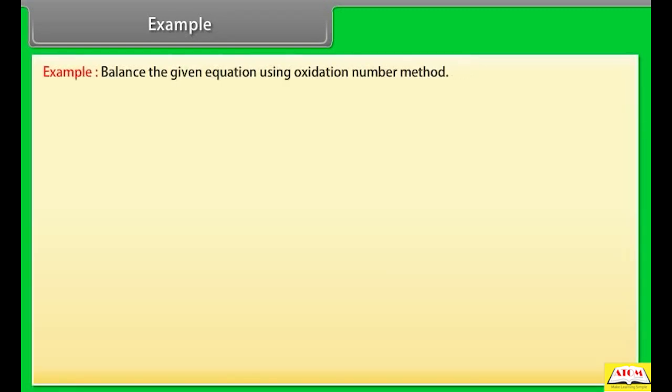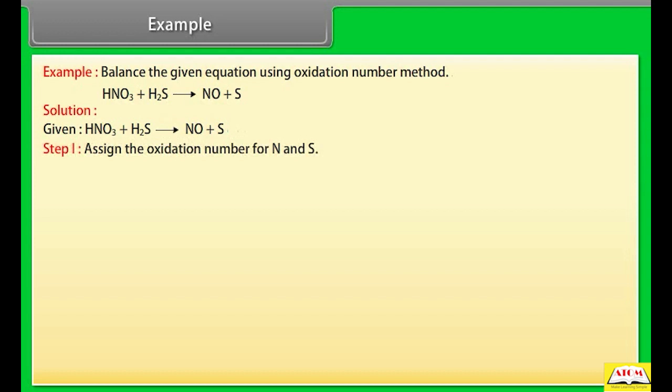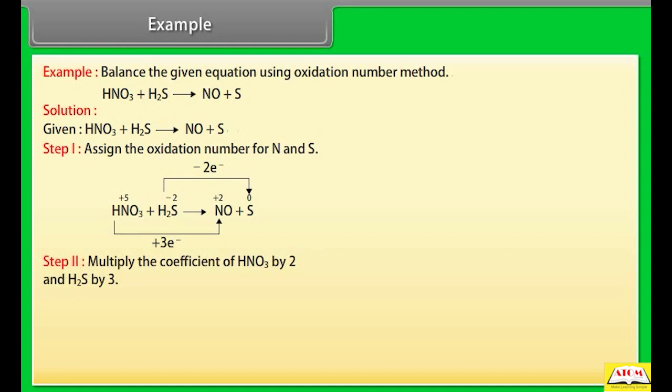Example. Let us take an example of balancing equations. Balance the given equation using the oxidation number method. Let's see the solution. Here, the given equation is HNO3 plus H2S gives NO plus S. Step 1. Firstly, we assign the oxidation numbers of N and S. Step 2. Now multiply the coefficient of HNO3 by 2 and H2S by 3.